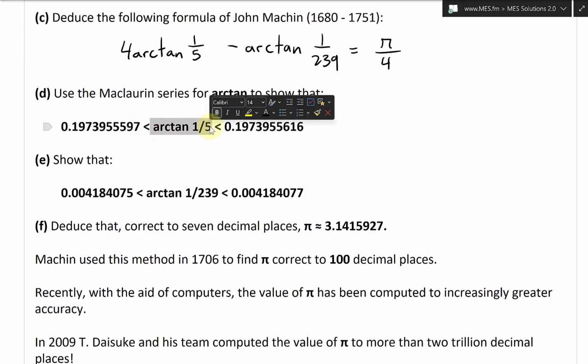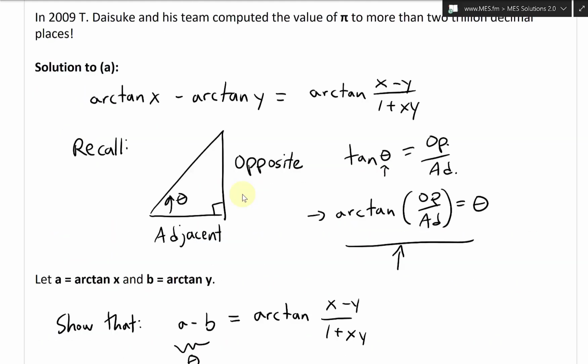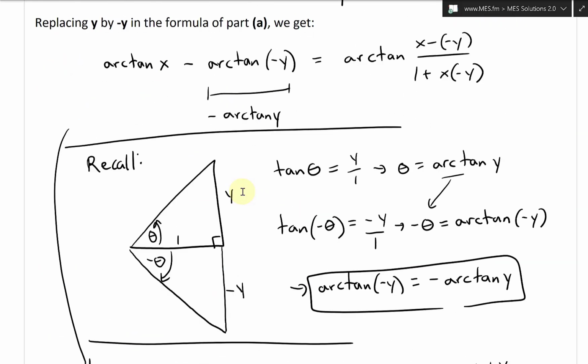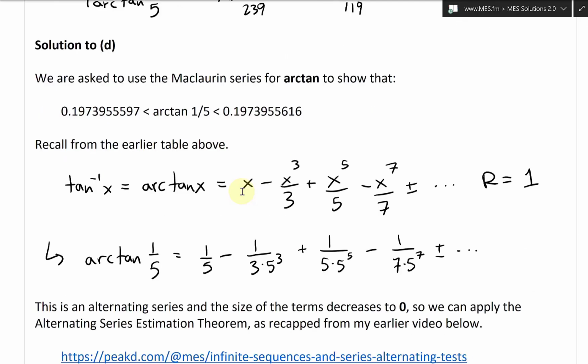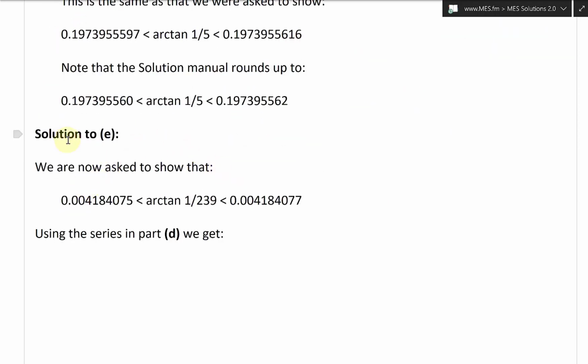Instead of arctan 1 over 5, we use arctan 1 over 239 and show it's between these two setups. So let's go look at part E. All right, part E is right here. So now, solution to part E.